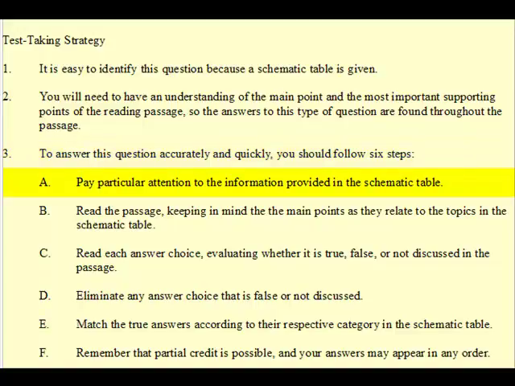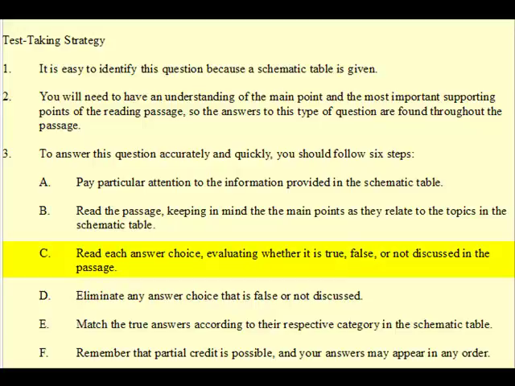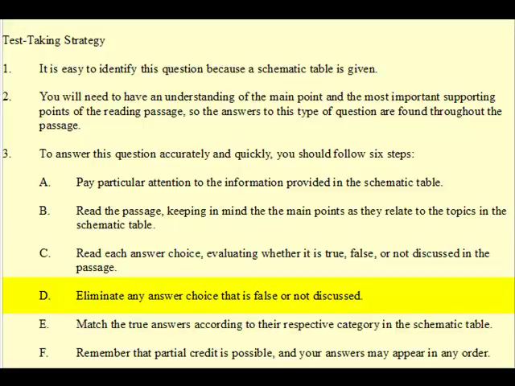Pay particular attention to the information provided in the schematic table. Read the passage, keeping in mind the main points as they relate to the topics in the schematic table. Read each answer choice, evaluating whether it is true, false, or not discussed in the passage. Eliminate any answer choice that is false or not discussed. Match the true answers according to their respective category in the schematic table. Remember that partial credit is possible, and your answers may appear in any order.